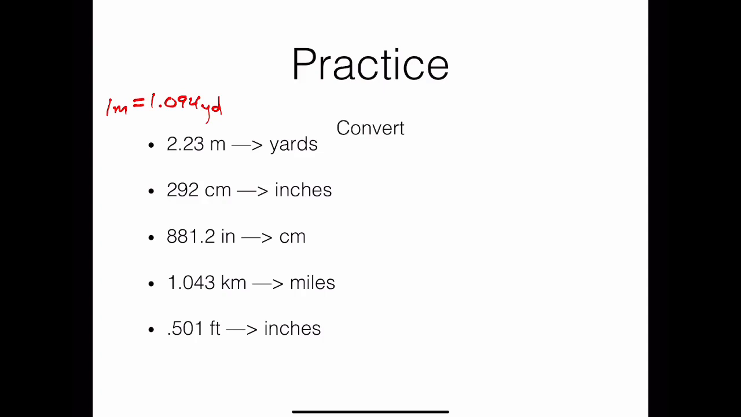So in this case, we can say that 2.23 meters. We know according to our equivalent statement that 1 meter equals 1.094 yards. And if we put this into the calculator, 2.23 times 1.094, we end up with 2.44 yards as our correct answer. And you can see we've observed the correct number of sig figs because we start with 3 sig figs in the number 2.23.